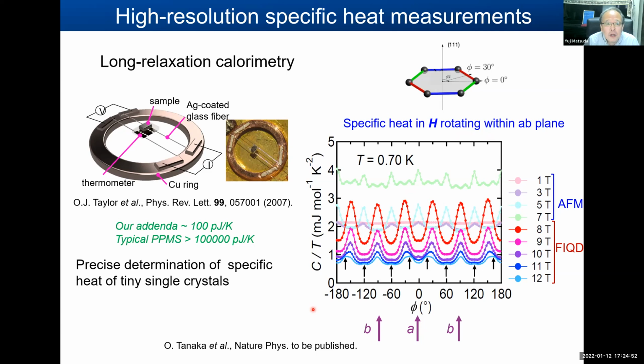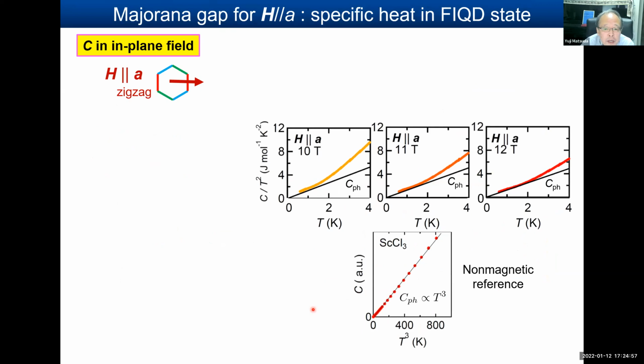Let me discuss the specific heat in a magnetic field applied parallel to the a-axis. These are the raw data of the specific heat, divided by the square of temperature and plotted as a function of T in the field-induced disordered state. At low temperatures, as shown in the figure, the heat capacity shows the cube of temperature. This comes from the phonon.